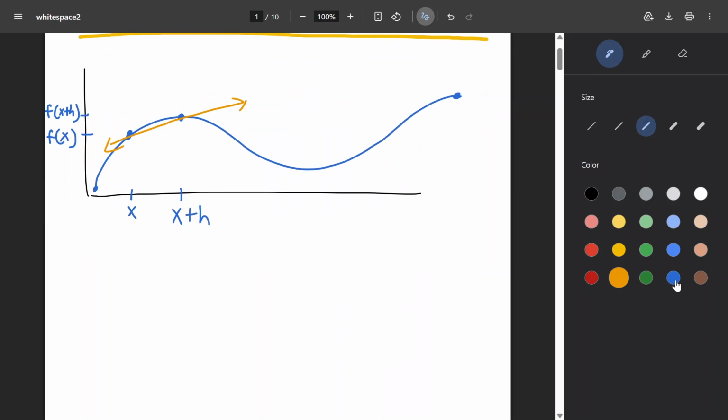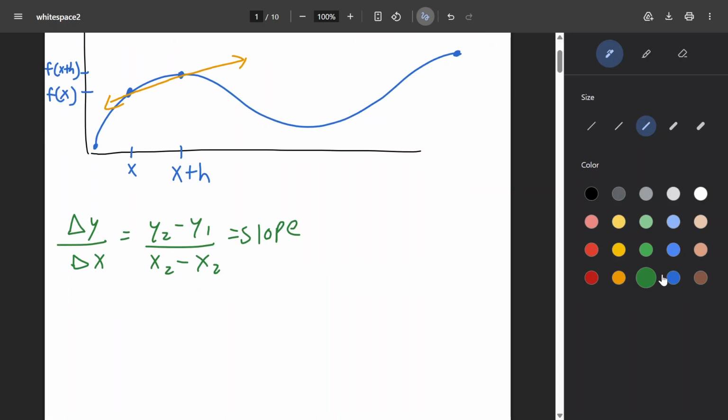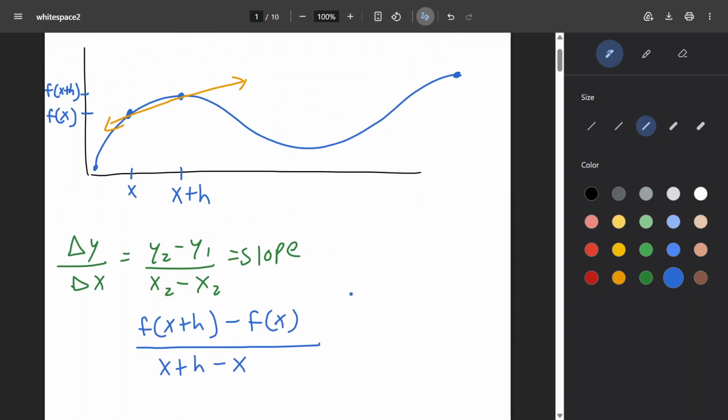Well, let's remind ourselves how slope is defined. Slope is defined as rise over run, or delta y over delta x, which is just y2 minus y1 over x2 minus x1. This is slope. Okay, let's plug in the points we chose. My y2 is f of x plus h, because that's the y coordinate of the second point we picked. Let's subtract y1, which is f of x. Let's divide this by the difference in our x values, x plus h minus x. Great, so here's our slope.